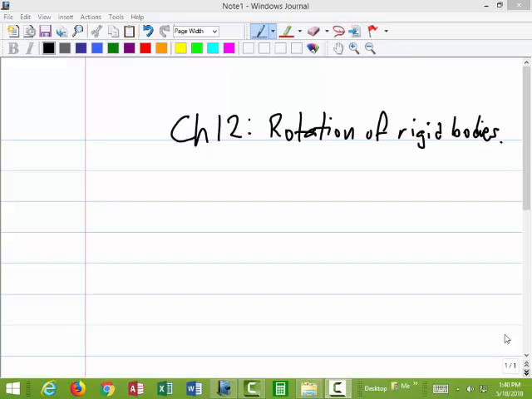Today's lesson is on the rotation of rigid bodies. A rigid body is an extended body whose size and shape does not change as it moves. And when a rigid body moves, it can either undergo translational motion, rotational motion, or a combination of both. So I'll start off with the definition.